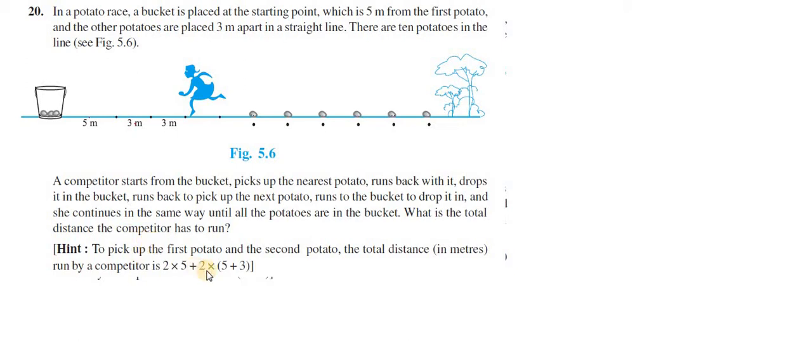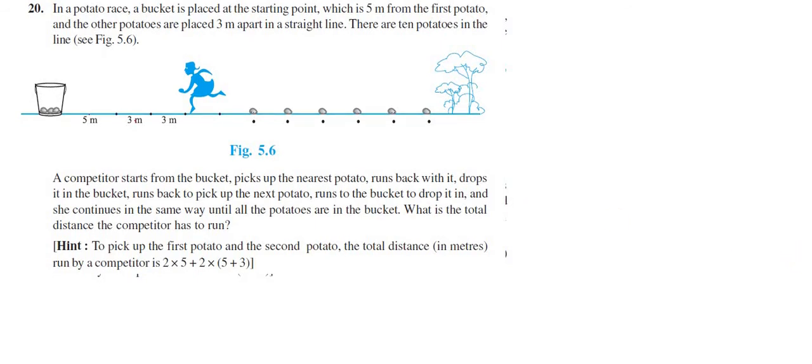Okay, what distance she needs to run, we need to find that. Here they gave one hint for us. We can make use of this hint. To pick up the first potato and second potato, the total distance run by the competitor is 2 into 5 plus 2 into 5 plus 3. This is the total distance run by this competitor.